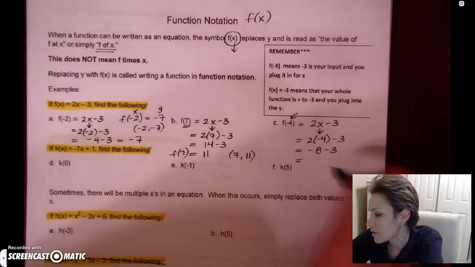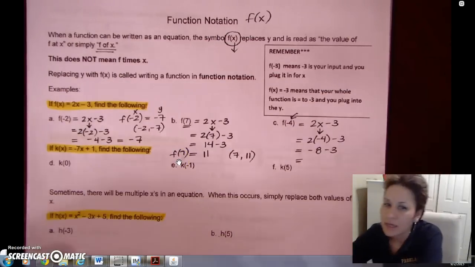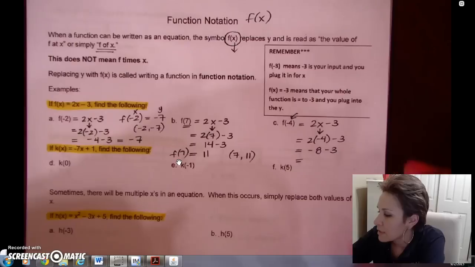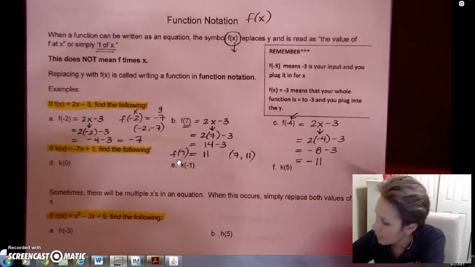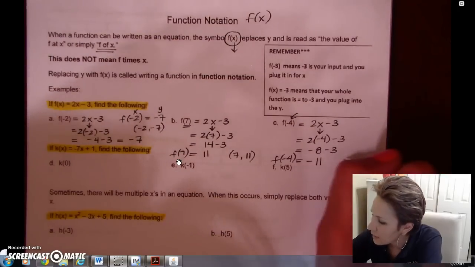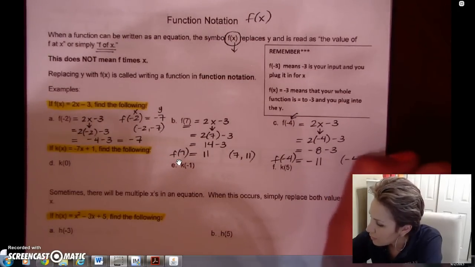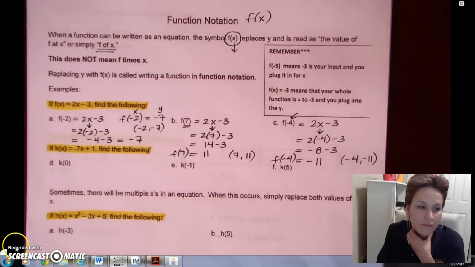Negative 8 minus 3 is, hold on, sorry. Negative 8 minus 3 is 8, 9, 10, 11. It's two negative numbers, so you're combining them. So this means that f of negative 4 is negative 11. Your input is negative 4 and your output is negative 11.